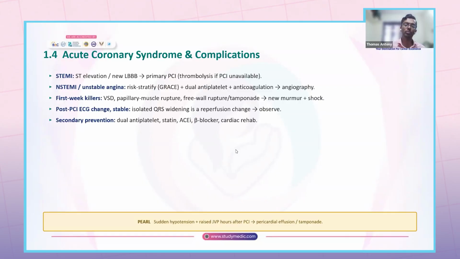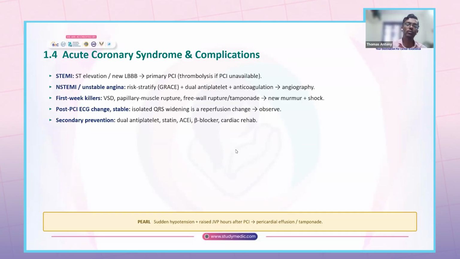So remember that the GRACE score is used to risk stratify patients with NSTEMI. Once the risk stratification is done, you can give dual antiplatelets and anticoagulation. Then decide whether the patient is required to have angiography or not, depending upon the GRACE score.